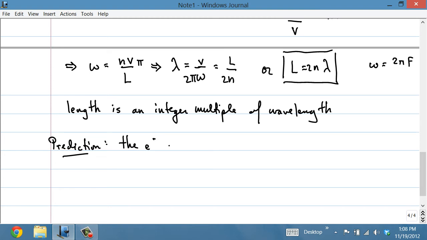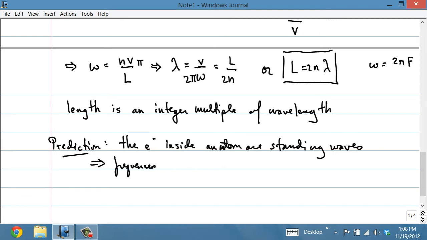The electrons inside an atom are standing waves. And hence, their frequencies and energies should take discrete values. And in this context, we say that they should be quantized.